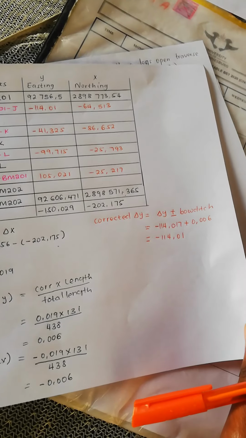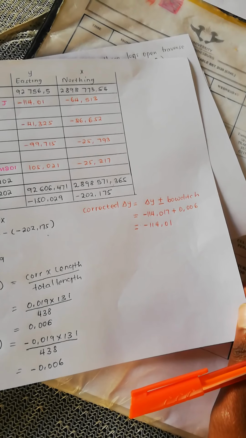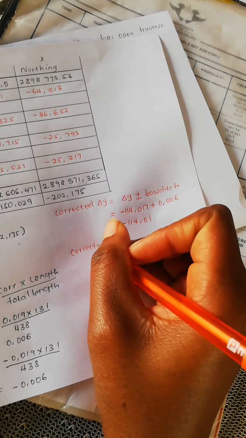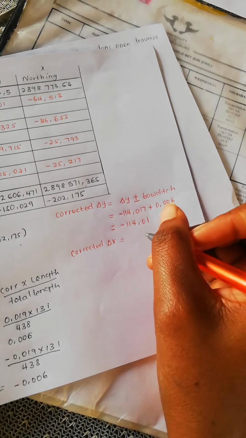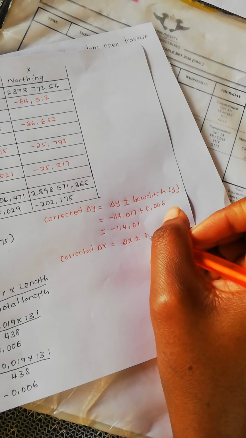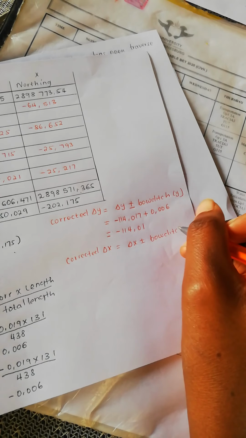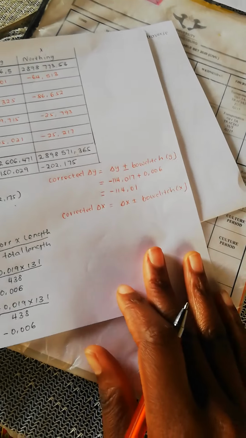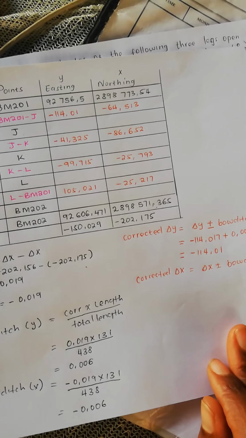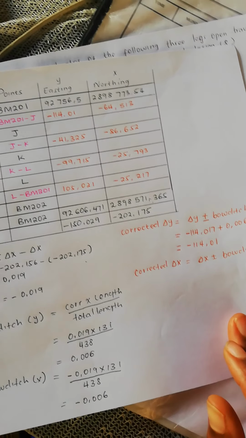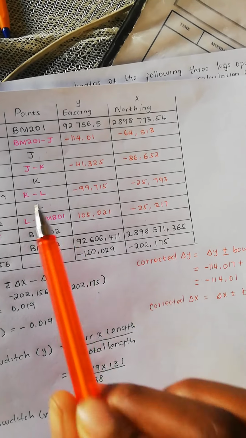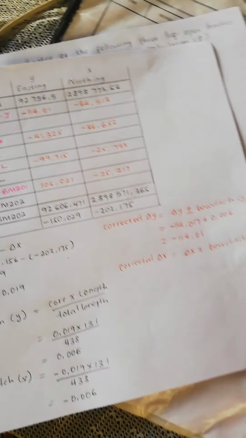So when you are done calculating the corrected delta Y and corrected delta X, let me write the equation for corrected delta X: it equals delta X plus or minus the voltage for X. So you need to calculate your coordinates, as mentioned in the question, of J, K, L, and verify benchmark 2 too.